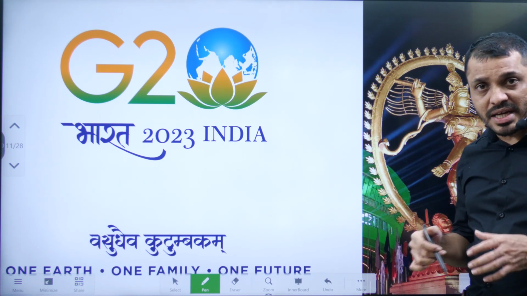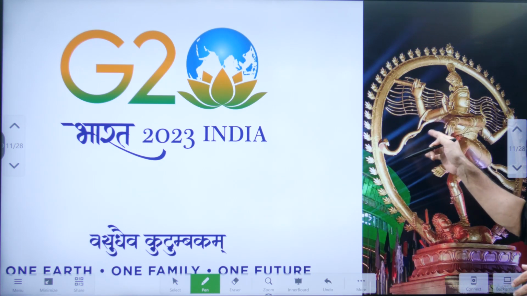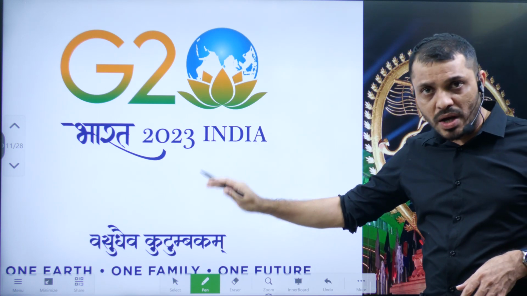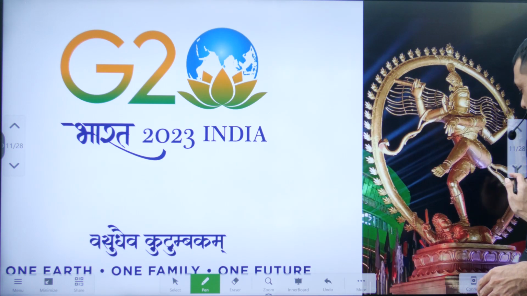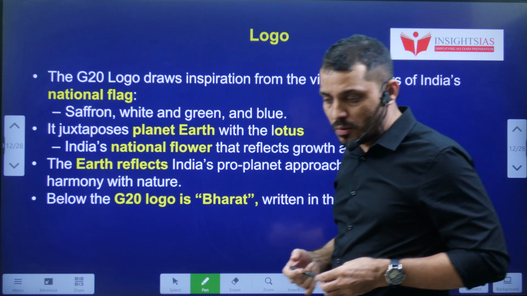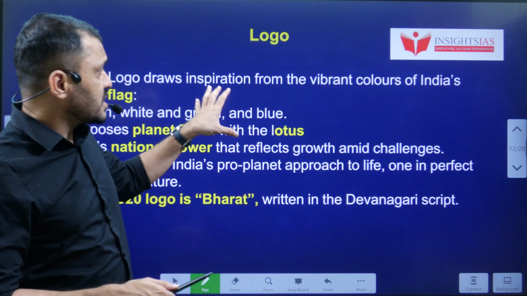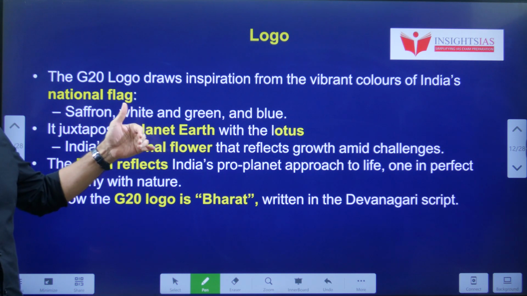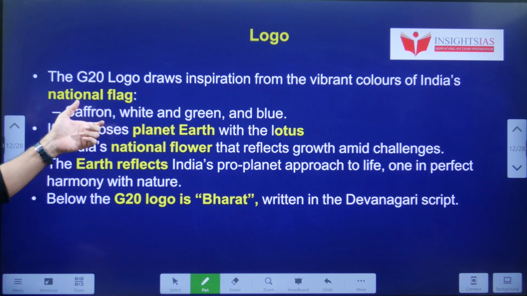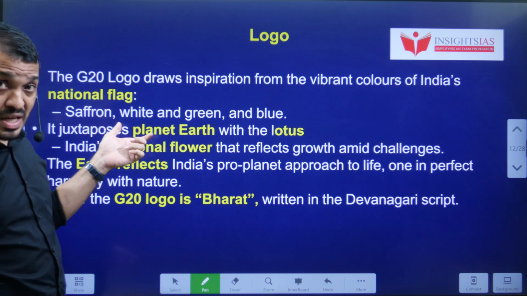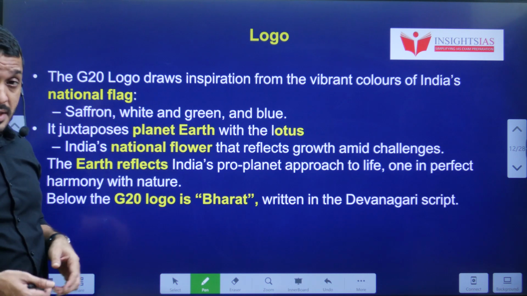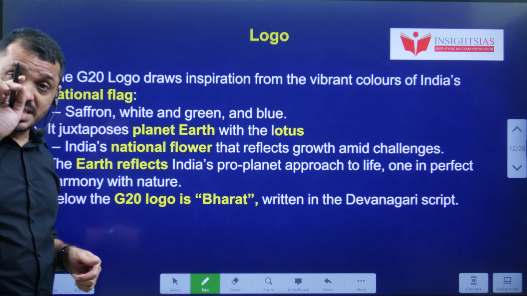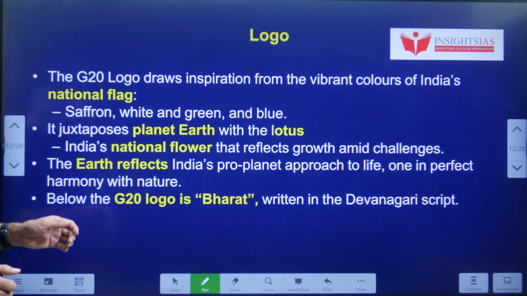Next we will discuss the significance of this Nataraja idol, and we will go through the logo, motto and theme of this year's G20. If you look at the logo, you know students, the logo of this year's G20 adapted the tricolors of the Indian national flag, those vibrant colors of saffron, white and green, along with the blue present in the wheel, the Ashoka Dhammachakra.